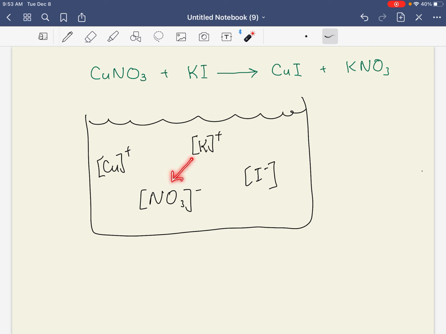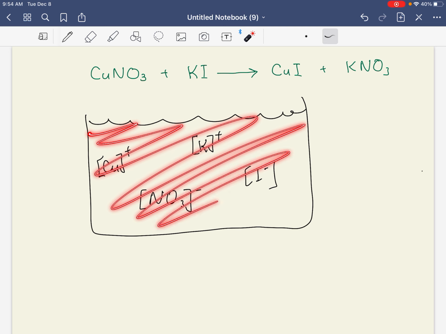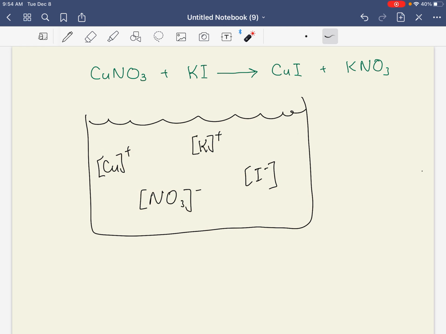Oh, how are you, nitrate? You want to make potassium nitrate? Yeah, we can make potassium nitrate, but we'll break up right away, because we too are soluble. As long as we're in this pool of water, we will all stay separated. There will be no KNO3. As long as water is here, we're not going to hook up. We're going to stay separated.